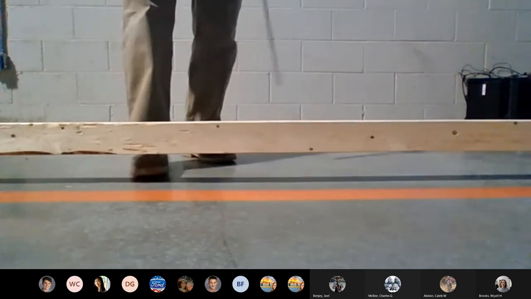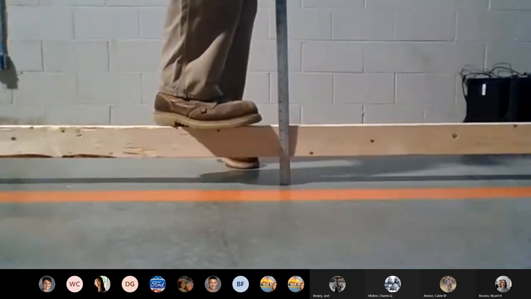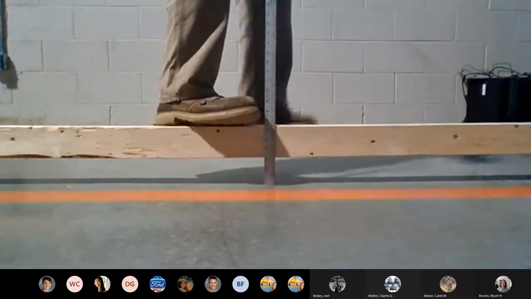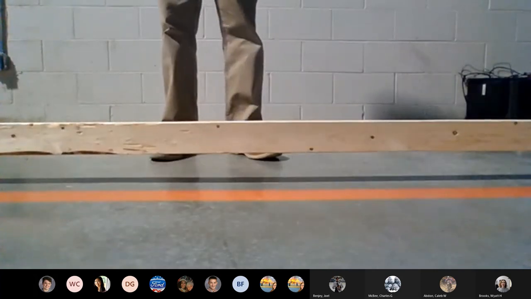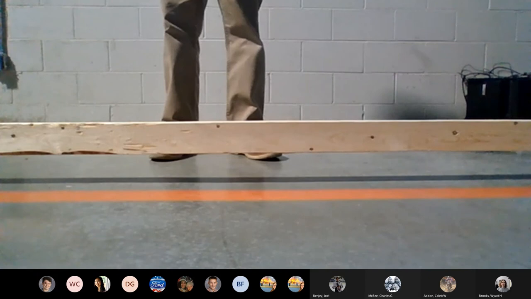All right, now, people at home, can you see this? All right, now I'm at about 3.5. About 3.5, I'm gonna stand on this beam again. And I lost about 0.5 inch, didn't I? I went from 3.5 inches to 3 inches.